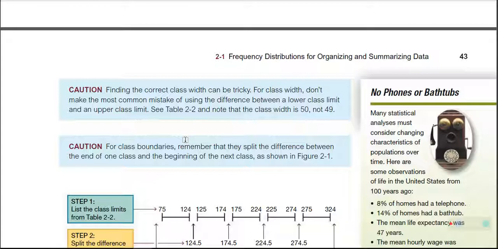Parehas lang din naman yun. Kung magkasunod na upper class limit yung kukunin nyo, parehas pa rin. But, do not get the difference between the lower and the upper. Hindi pwedeng sila yung magka-partner. Lower, lower, upper, upper lang. Next, for class boundaries, remember that they split the difference between the end of one class and the beginning of the next class. Okay.